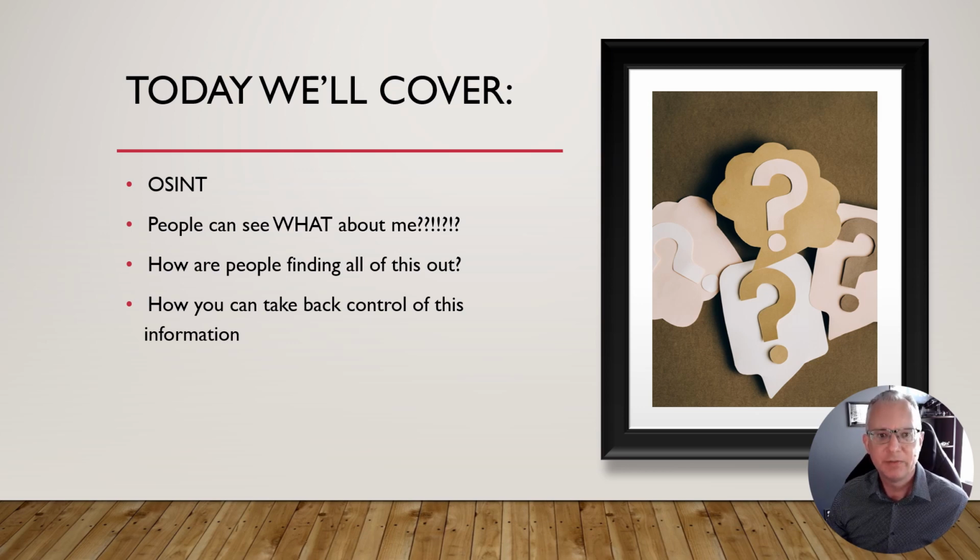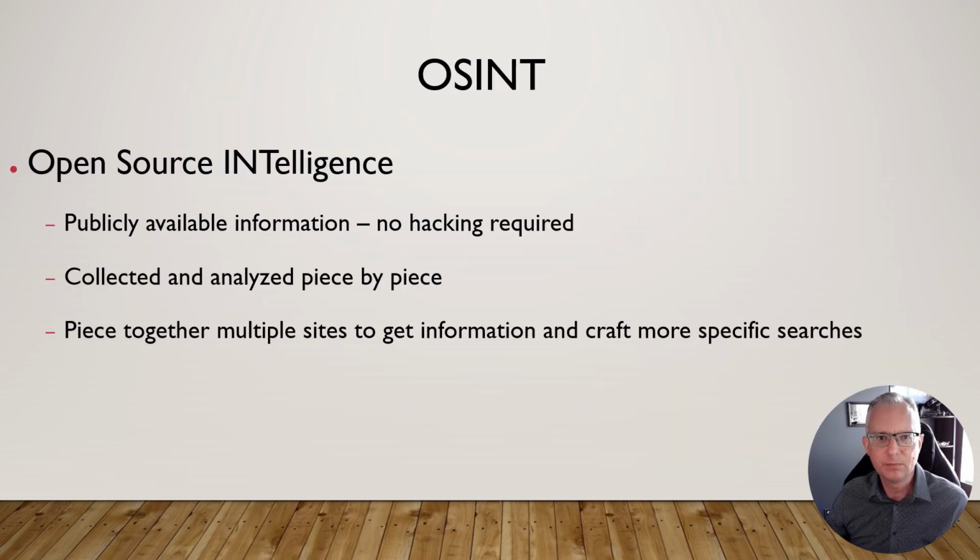So today we're going to cover four key things. We're going to cover OSINT. We're going to look at what people can see about us online. How do people find all of this out? But most importantly, how we can take back a measure of control of this information too. So let's start with OSINT.